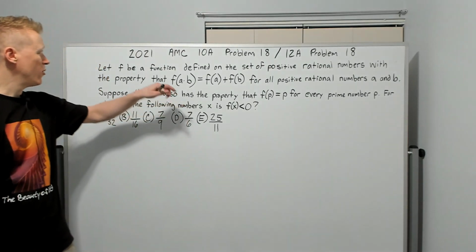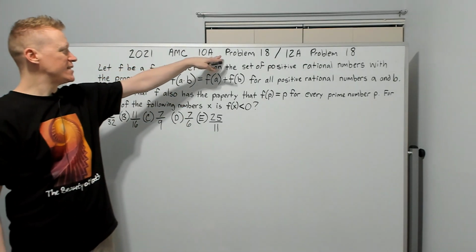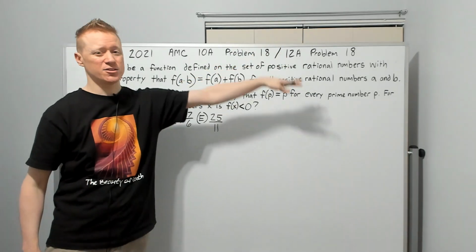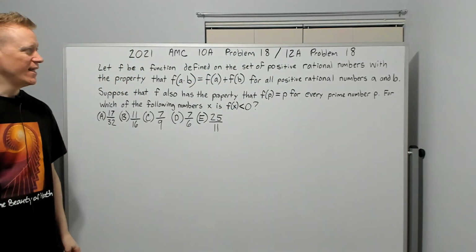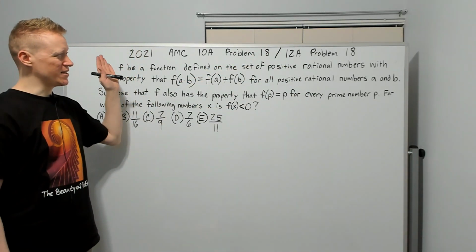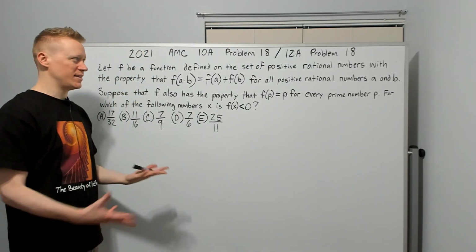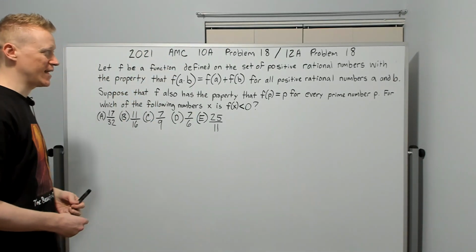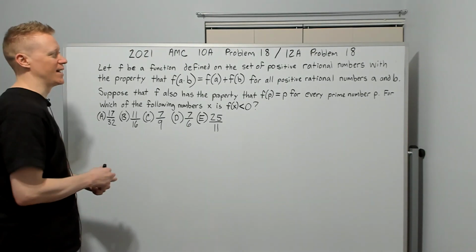All right, and now we're up to the 2021 AMC 10A Problem 18, also the 12A Problem 18. And as we noted, it's the third problem out of 3 in a row that had the exact same numbers on both tests. I'm really sure that's the first time that's ever happened.